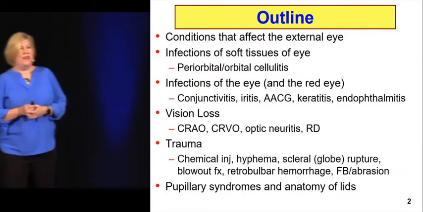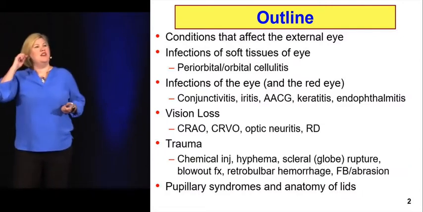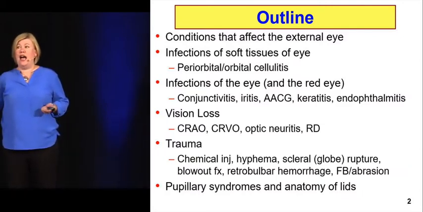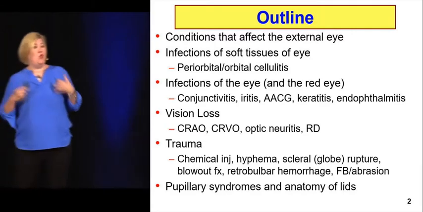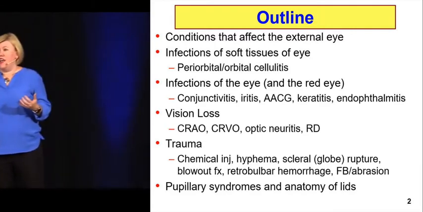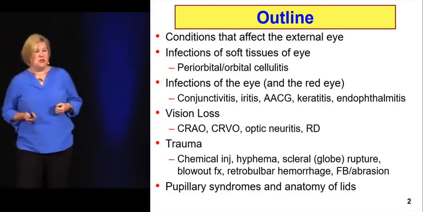And we are going to start from the outside in. So we're going to first start talking about conditions that affect the external eye. These are things that we really see day in and day out. Then we'll talk about the infections of the soft tissues of the eye. Then we'll get into the red eye and what the differential is there and how to tell the difference in the vignettes between those things.